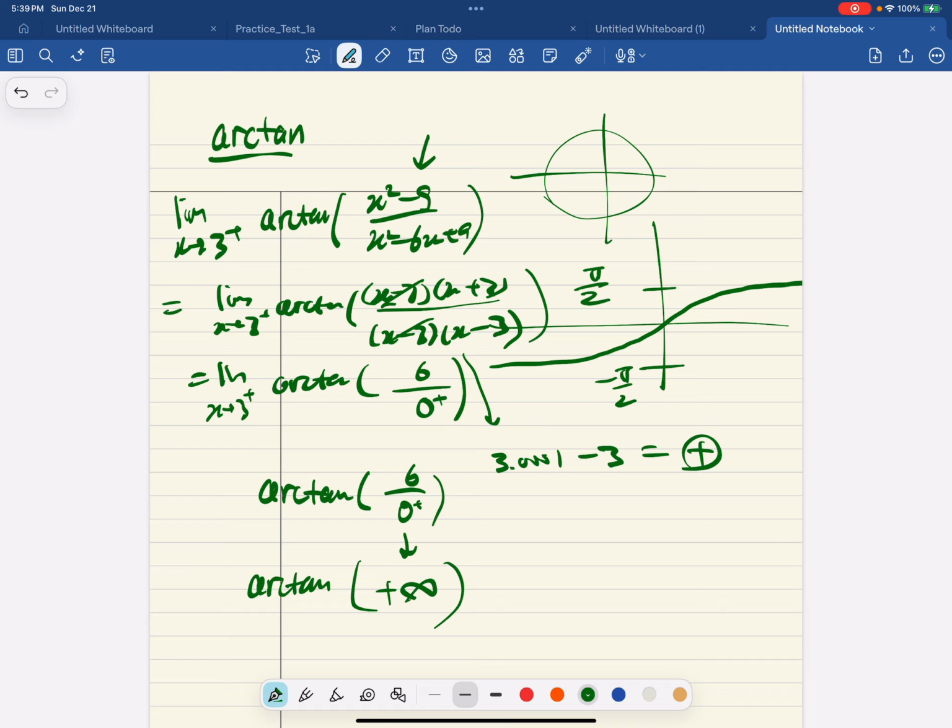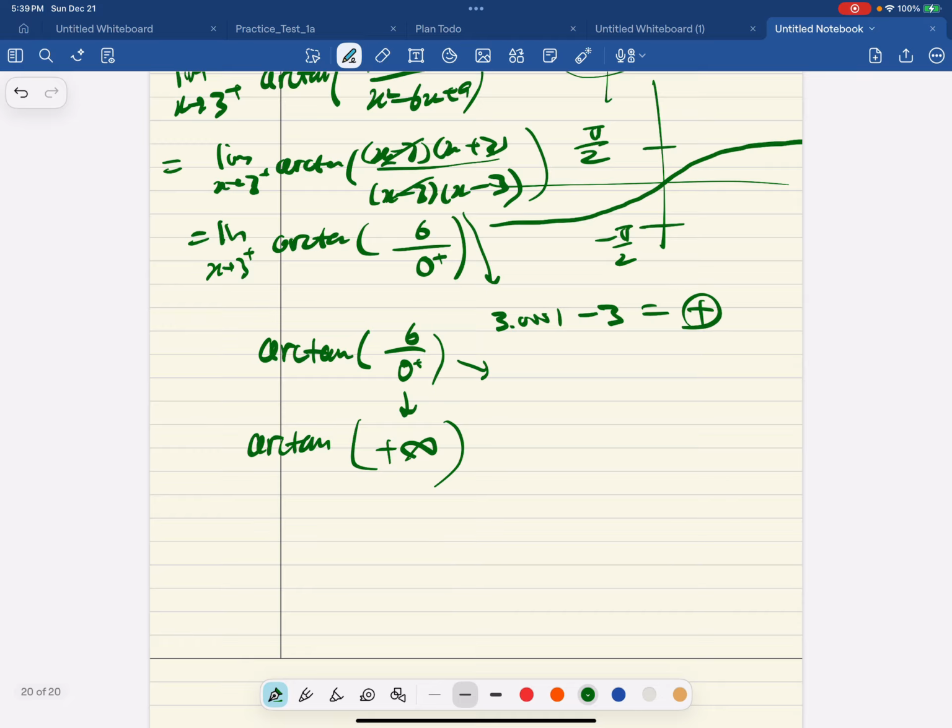Arctan of positive infinity, because if you remember, 6 divided by a very, very small number will give a very, very big number. Dividing by a 0 gives a very big number. Dividing by a big number will give 0. It's the contrary, so it's quite easy to memorize. 6 divided by infinity will become 0, but 6 divided by 0 will become infinity. And that infinity is positive because this 0 is positive. If it was 6 divided by 0 negative, then it would have been negative infinity as an answer.